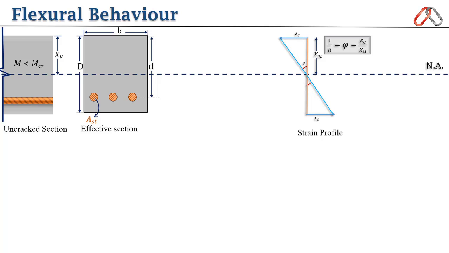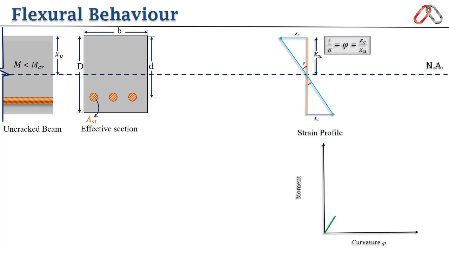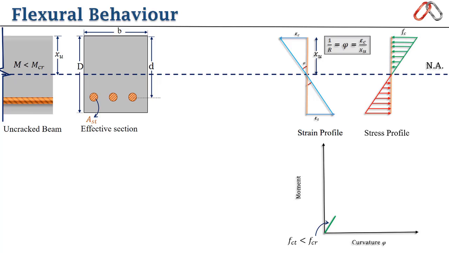To study this behavior, we can draw a moment curvature diagram. If we are not applying any load, then curvature will be 0 because the strain is 0. As I start increasing the load, moment increases, so the curvature also increases. When moment is less than cracking moment, stresses induced are less than modulus of rupture. As moment becomes equal to cracking moment, induced stresses reach the level of modulus of rupture.